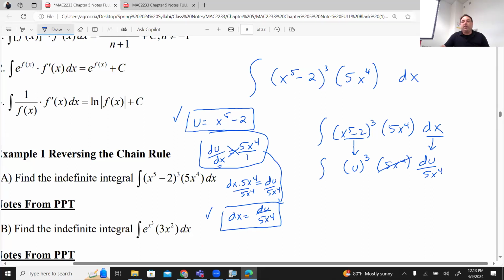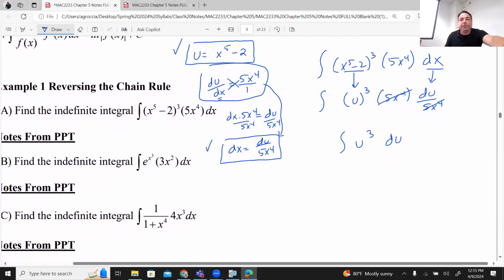5x to the 4 divided by 5x to the 4 is what? 1. So what are you left with now? I'm left with the integral of u to the 3rd du. Instead of in terms of x, I'm now in terms of u, and it is much simpler than it was. Now, please understand, have we taken the integral yet? We have not taken the integral yet. All I've done is made the substitutions, so now I can take the integral.